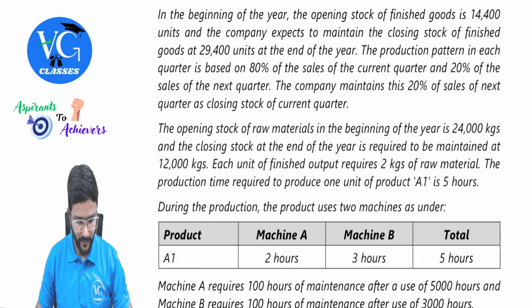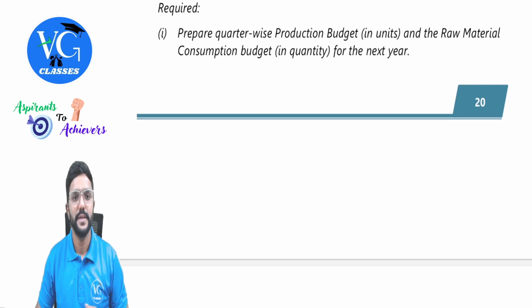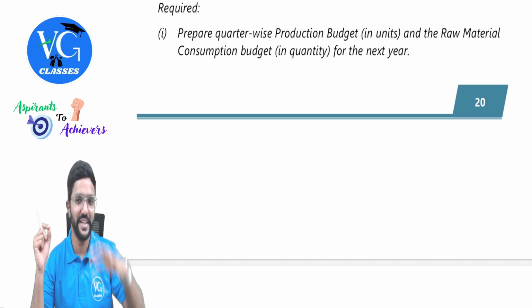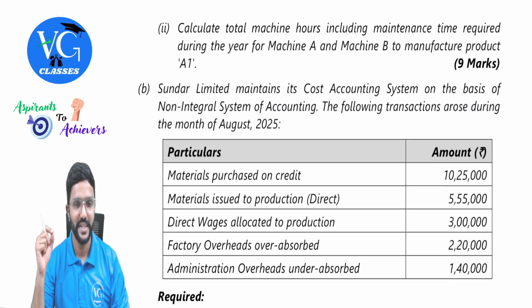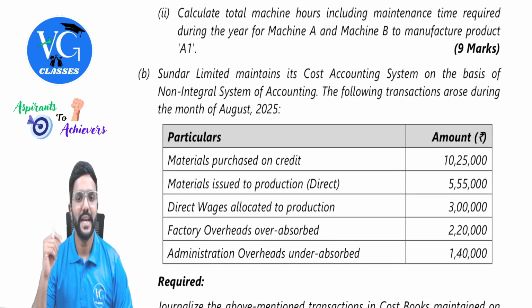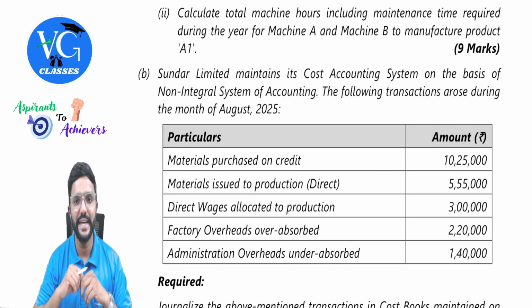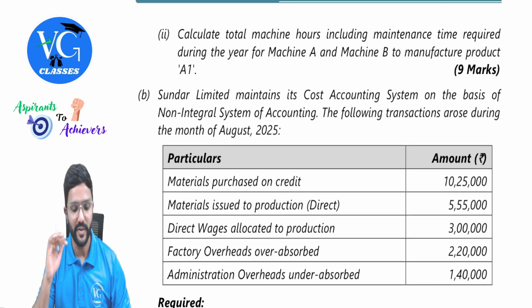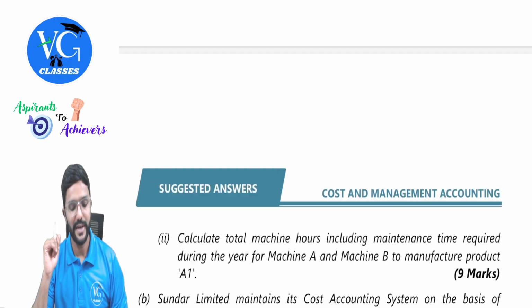Question number 4. Let us read the requirement once. Required, prepare quarter-wise production budget in units and raw material consumption budget in quantity for the next year. So the question is on budget. Last chapter. Calculate the total machine hours including maintenance time required during the year for machine A and machine B to manufacture the product. Product A1. Okay, A1 is the output. 9 marks question.